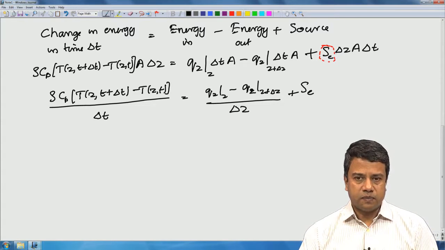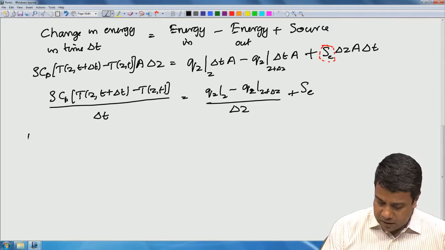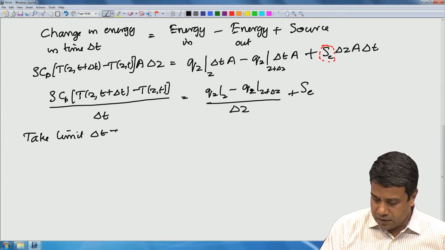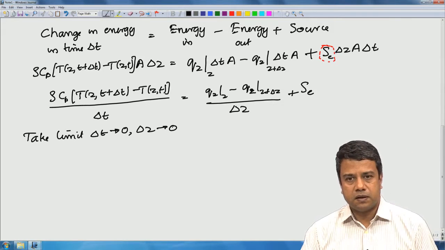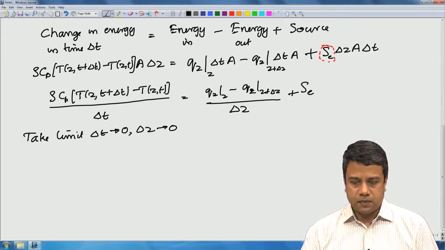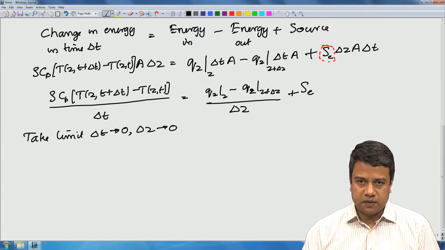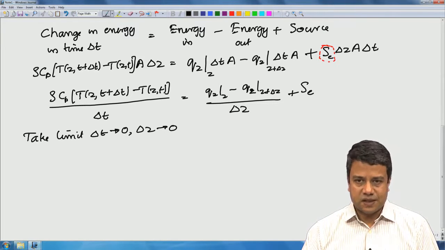Now, we go to a differential volume and a differential time interval. Take the limit delta t going to 0 and delta z going to 0. When you take that limit, you get a derivative of temperature with respect to time on the left, and the derivative of the flux with respect to z on the right.